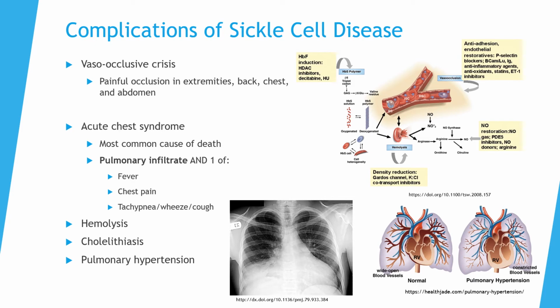Complications that can arise from sickle cell disease include the vaso-occlusive crisis. This occurs when there is significant occlusion from sickling of the red blood cells, and it is a painful sensation in the extremities, back, chest, and abdomen in particular. Acute chest syndrome is the most common cause of death from sickle cell disease. This is pulmonary infiltrates, according to radiography, plus one of the three: fever, chest pain, and lung presentations like tachypnea, wheeze, and cough.